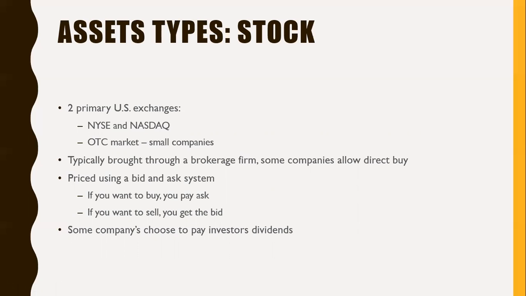Stock is priced using a bid and ask system. If you want to buy, you pay the asking price. If you want to sell, you get the bid price. In addition to that, some companies choose to pay investors dividends.